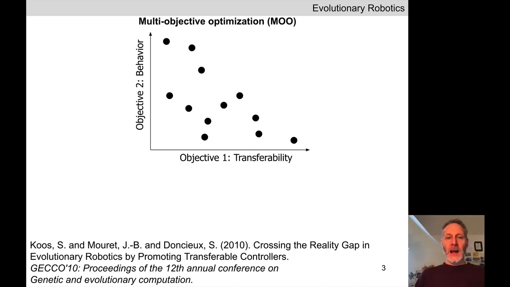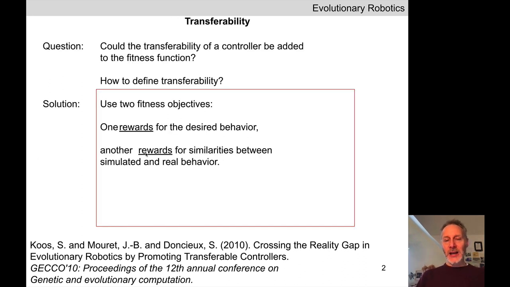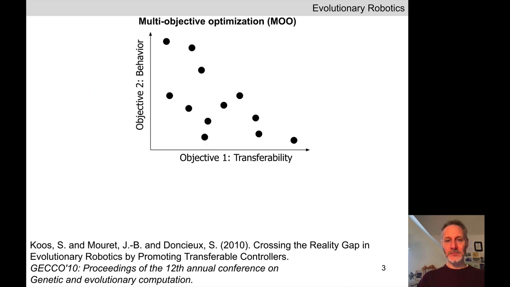Okay. Instead of multiplying these two terms together or adding them together in the way that we've seen many times now in this course, they're going to do something different. This is known as MU, an easy to remember adjective, which stands for multi-objective optimization. The best way to understand multi-objective optimization is to understand it geometrically.